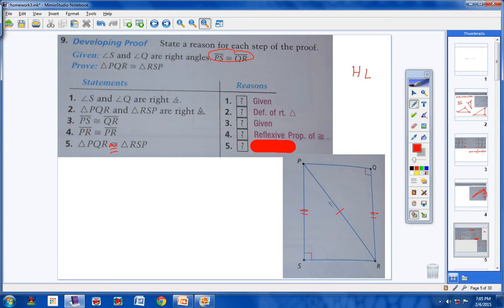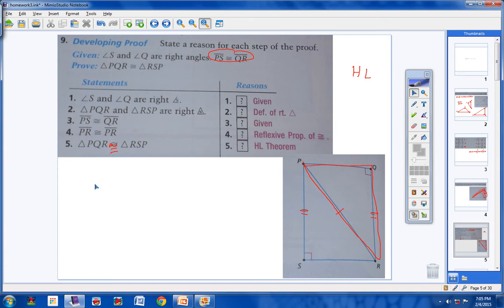So look what I've got in this right triangle here. I've got a hypotenuse and a leg congruent to the hypotenuse and leg over here in this right triangle. So how can I state that these two right triangles are congruent? The hypotenuse leg theorem. Okay, listen, we learned this quite a while ago.